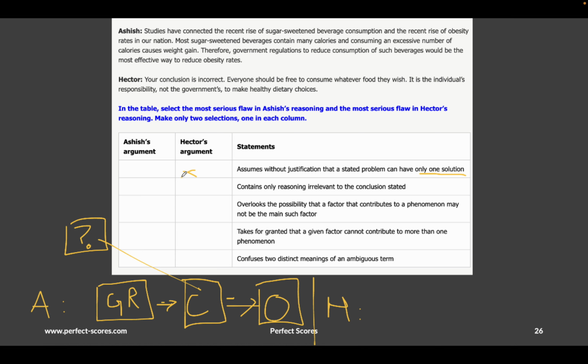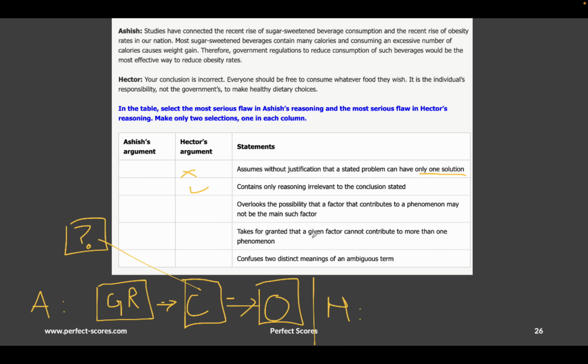The second one says: contains reasoning irrelevant to the conclusion stated. I believe that's what Hector is doing, because he's giving reasoning which is irrelevant to the conclusion stated. So his conclusion is that Ashish is incorrect, and then whatever reasoning he gives is actually irrelevant.